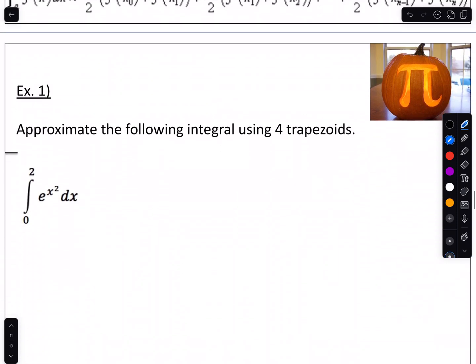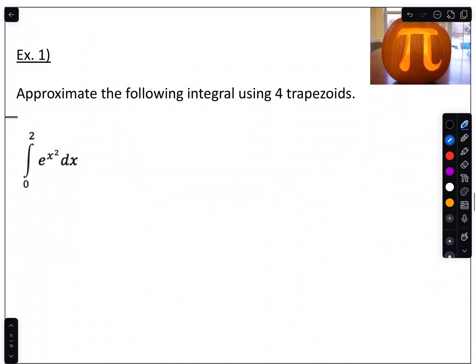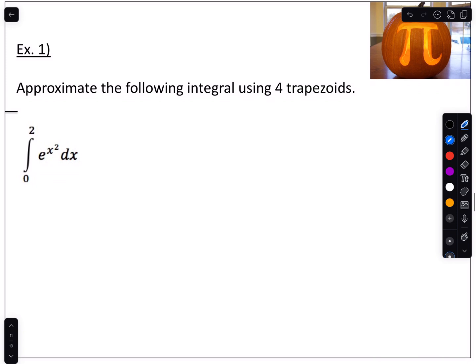Let's see an example. So in this case, example 1, approximate the following integral using 4 trapezoids. So the first thing I would take into consideration is what is the height of these trapezoids going to be. So to find the height of the trapezoids, I would take delta x and then divide it by n, just like what we did for the Riemann sums. In this case, if you look at the integral itself, it's starting at 0 and going to 2. So for change in x, it's going to cover 2 units.